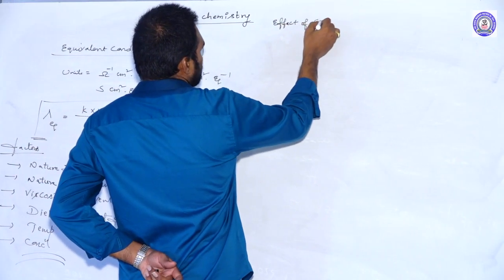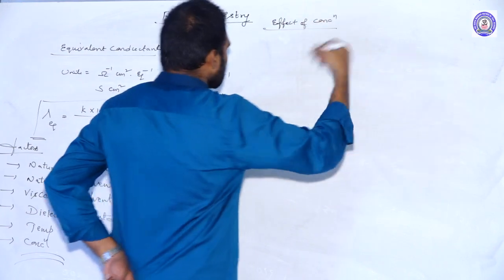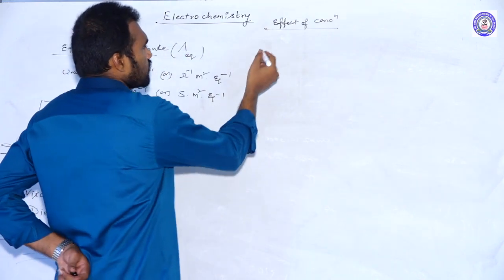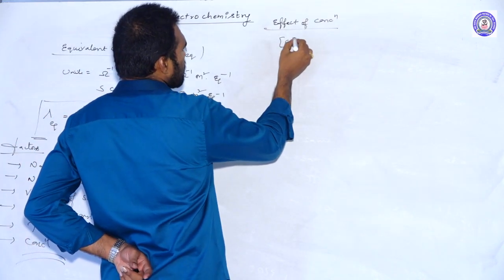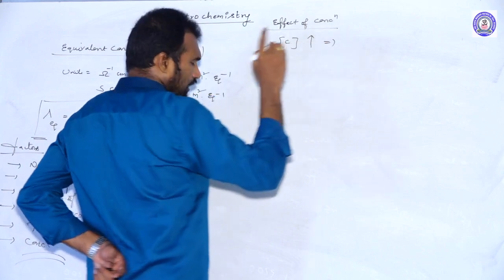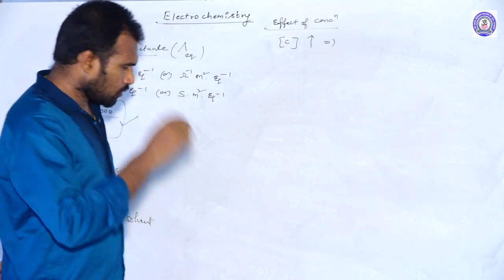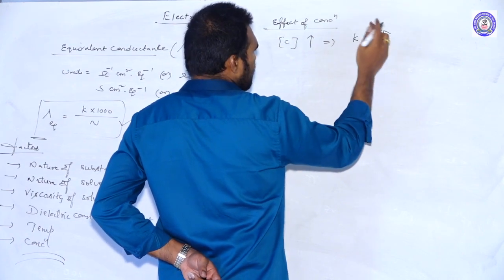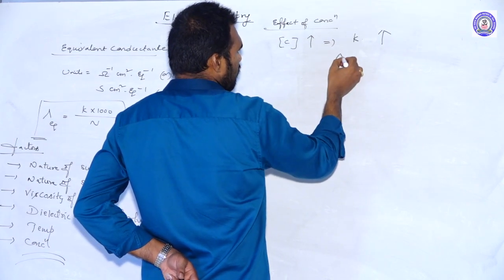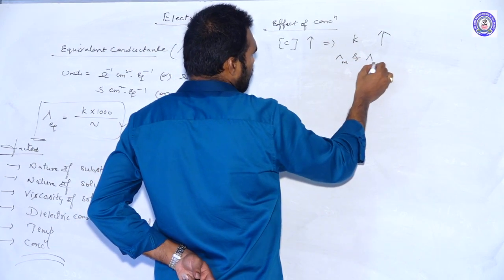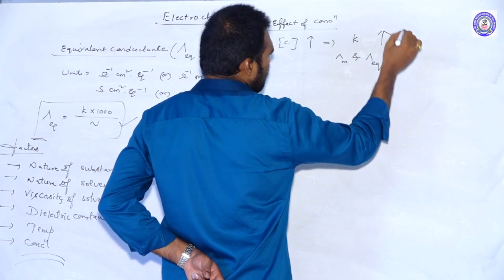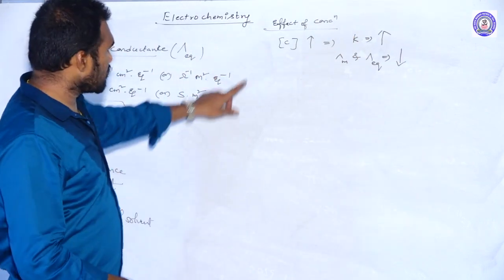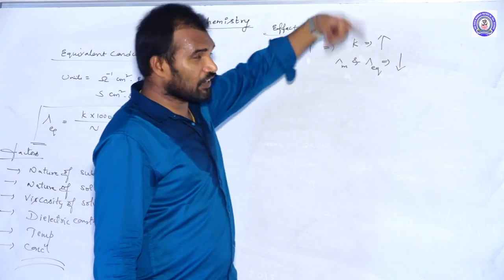Effect of concentration. What is the effect of concentration on the different conductances? If the concentration increases, specific conductance will increase. Specific conductance alone increases, whereas molar conductance and equivalent conductance will decrease. Very important: if the concentration increases, specific conductance increases.